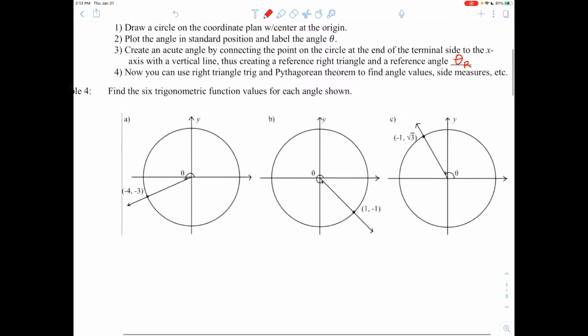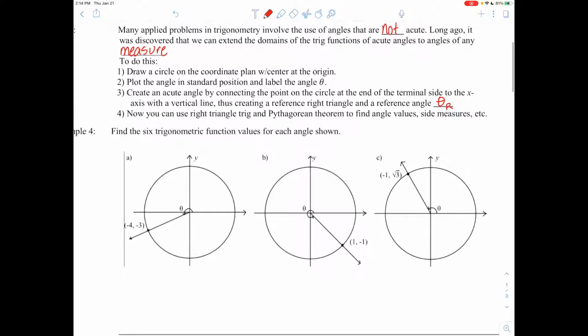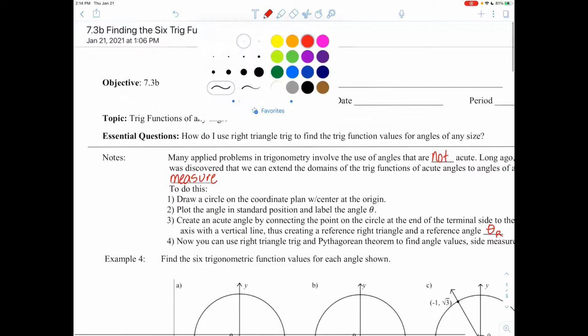Okay, so we're going to use these instructions to find the 6 trig functions of the angles that you can see in example A, B, and C. You can see that angle theta in number A is a reflexive angle. It's a really big angle. The angle in B is even more reflexive and larger. And then angle C is just an obtuse angle, right? So we've never used right triangle trig on angles that aren't right triangles, but we can turn all of these into right triangles by doing this.